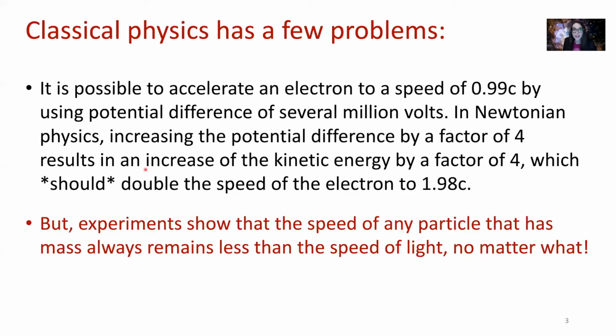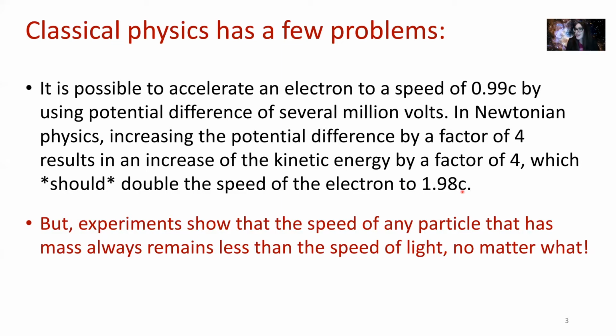under classical physics. But experiments show that the speed of any particle that has mass always remains less than the speed of light, no matter what. Our universe has a speed limit. That speed limit is the speed of light. Sometimes we represent it as c, the letter c, which we'll be doing here. c is 3 times 10 to the 8 meters per second.